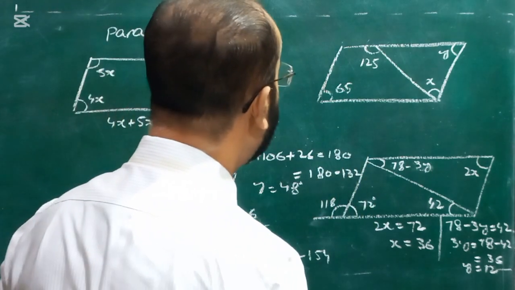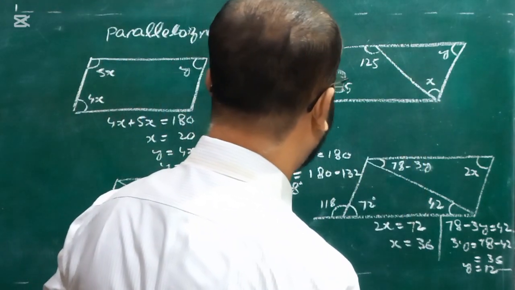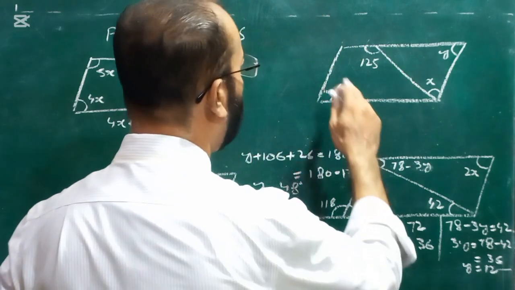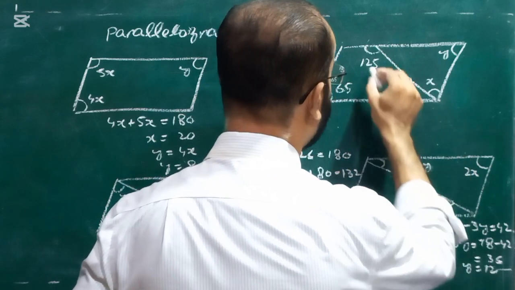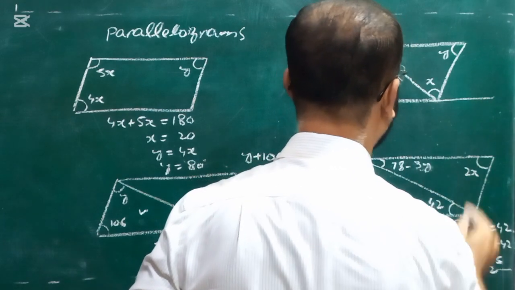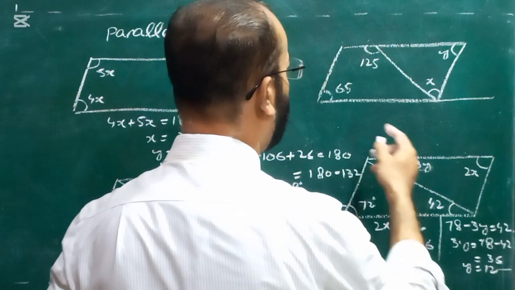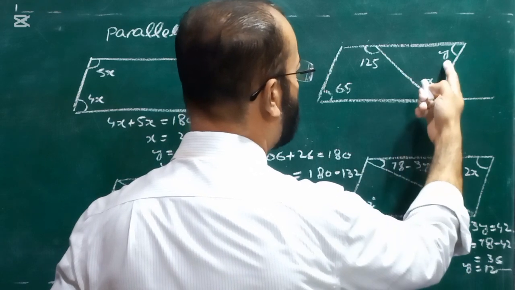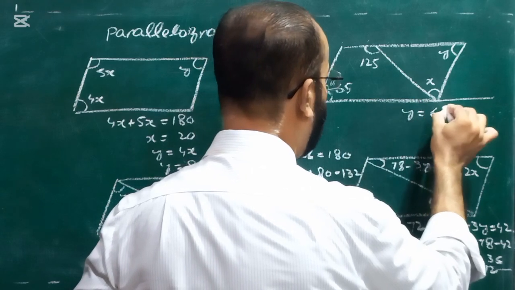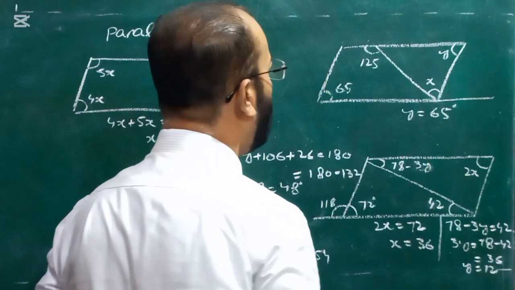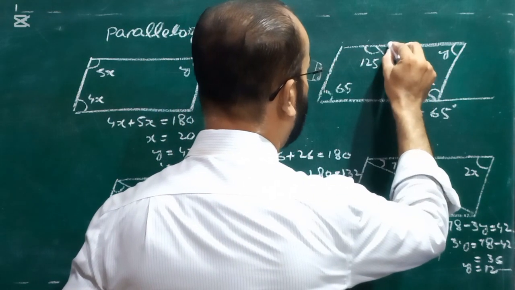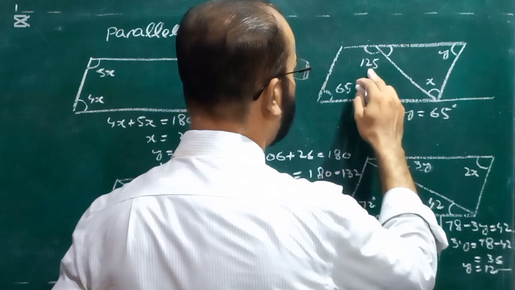Now look at this figure. Again, x and y are missing values. These two are parallel lines. So if this is 125, if we extend this line, first of all, one easy thing is there. Opposite angles of a parallelogram are equal. So y is equal to 65. So y is done. Remainder is very easy now. So this is a straight line. The sum of the angles on a straight line is 180 degrees.